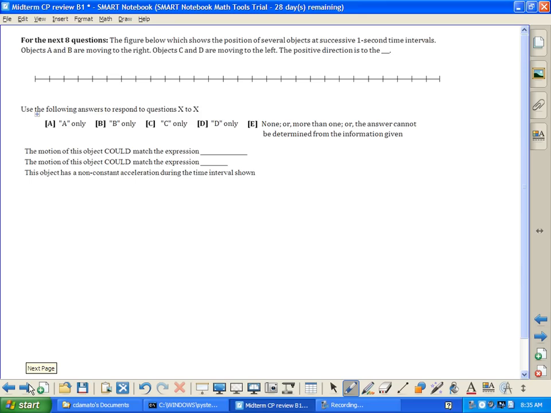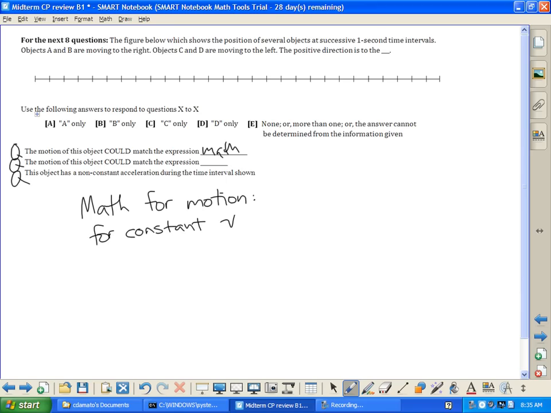A couple more. Same setup with A, B, C, D. Here's three questions. Motion of this object could match the expression. This is going to be math. Okay, so our math expressions for motion. For constant velocity, that is, when the acceleration is zero, the position at any time is equal to the initial position plus that constant velocity times the clock reading.